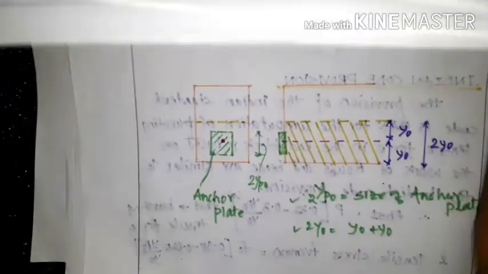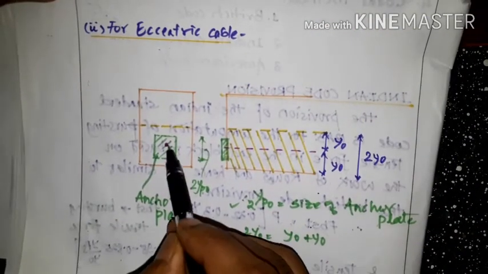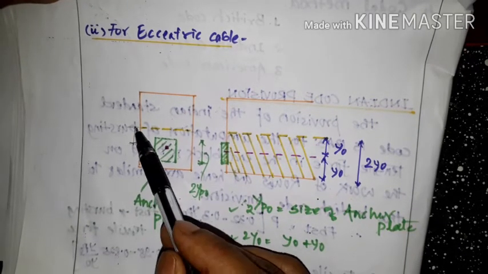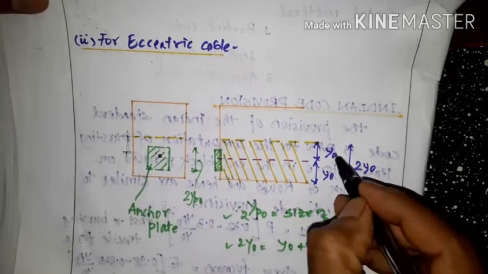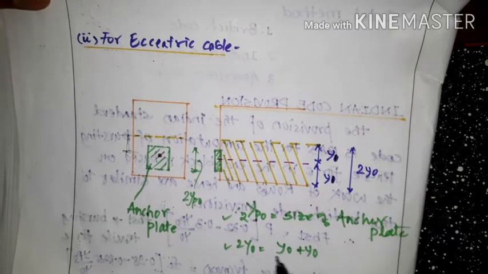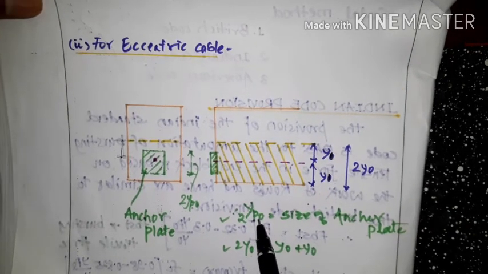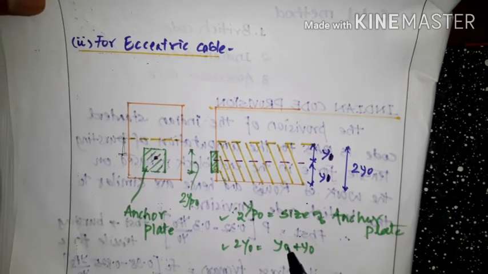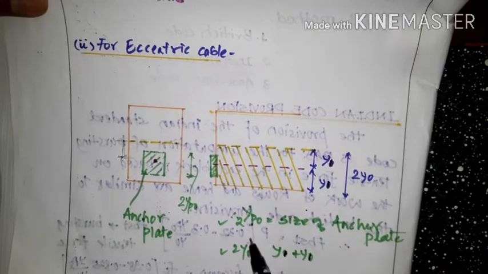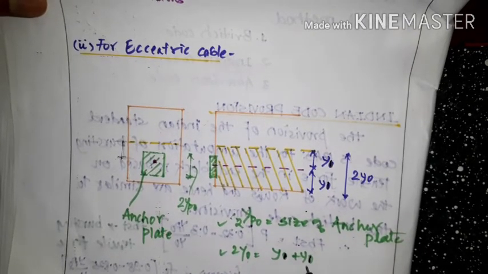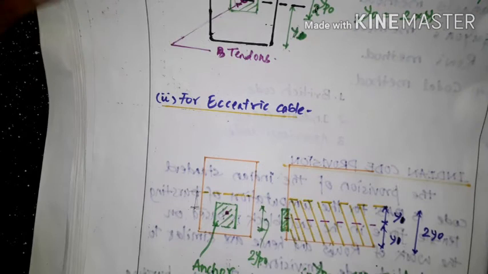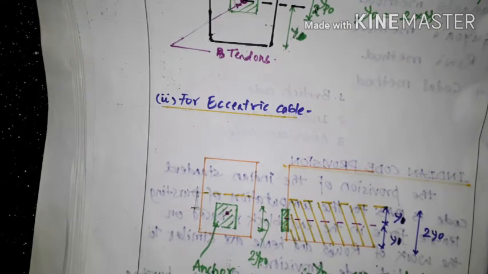And for the cable that is eccentric, with some eccentricity e, here is again a small correction, both are y1 and y1, so that is y naught. Again yp naught is the size of the anchor plate, and y naught is y1 plus y1, so 2y1. Based on this we'll solve one small problem to calculate the stresses.